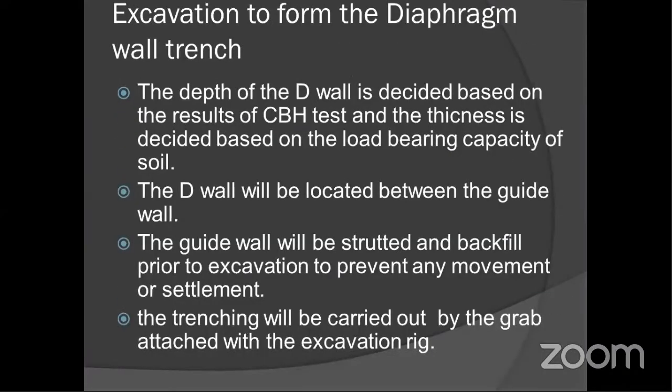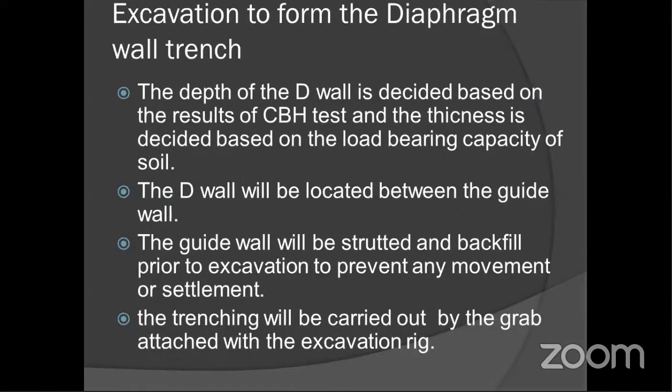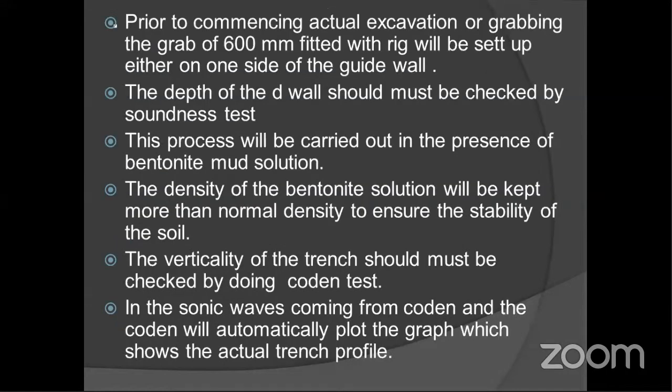So if we are going for D-wall excavation, we have to do some 500 to 600 excavation so that we can place our grabber or whatever equipment we are using properly, so that we can maintain that alignment or verticality properly. See, the grabber will be used to grab the soil for the D-wall.